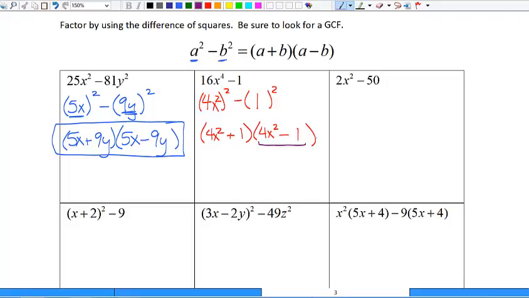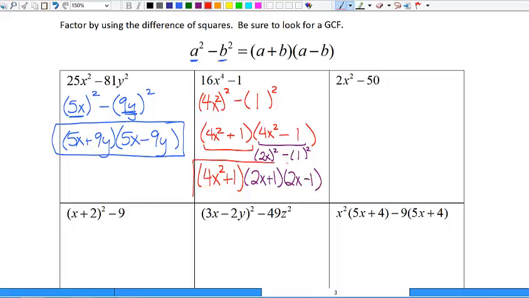4x squared is a perfect square. That's 2x times itself, 2x. 1 is a perfect square. That's 1 squared. So the second term can actually be factored into 2x plus 1, 2x minus 1. That's the second factor. But what happens to this first red factor? Well, that's a sum of squares. We just said a sum of squares doesn't factor anymore. So that sum of squares just needs to come down. And now this is completely factored.